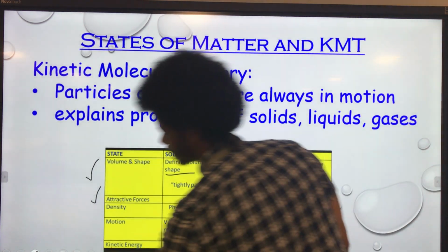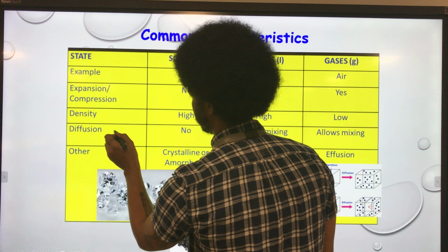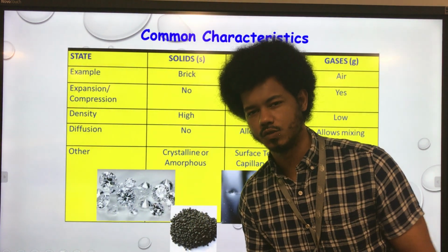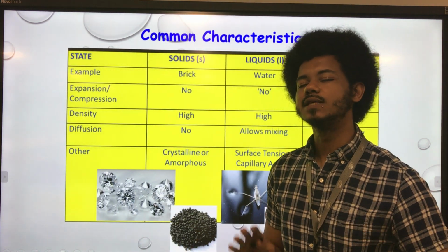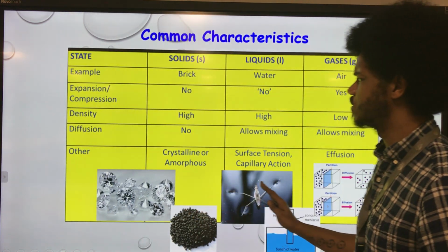Let me just remove that. Okay, here we go. This slide goes over some additional information about the states of matter and their different properties. Nothing that's too important to the conversation we're going to have today, so I'm not going to highlight much of this.